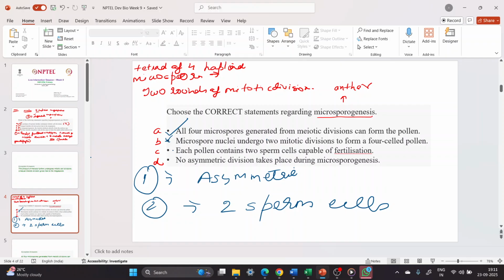Then each pollen contains two sperm cells capable of fertilization. Yes, there are three nuclei, one is vegetative and two are sperm. So each pollen has two sperms. Yes, this is also correct.